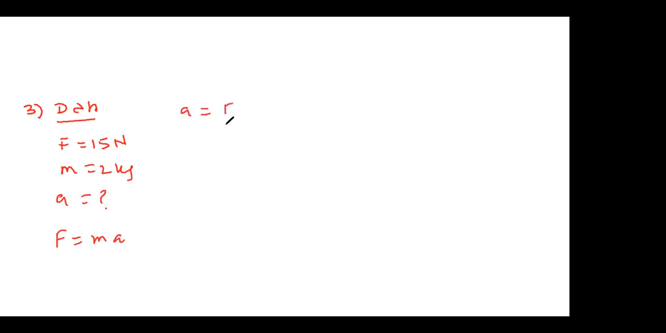A force of 15 Newton. Force is denoted by F. F equals 15 Newton is acting on a body of mass 2 kg. Calculate acceleration. So F equals ma. Therefore, a equals F upon m. F is 15, m is 2, so 7.5 meter per second square.